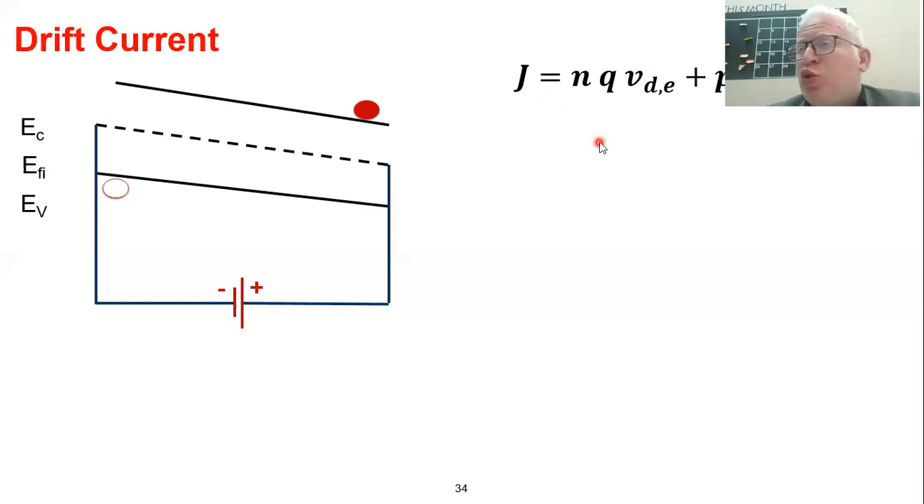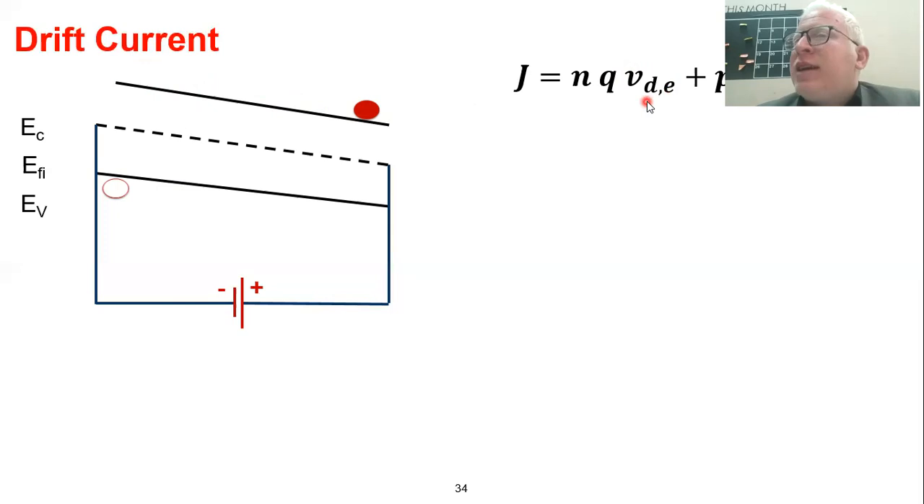One part is due to electrons and the other is due to holes. For the one due to electrons, we have three main terms. The first is N, which is basically the number of electrons in the conduction band, or the number of free electrons. Q, of course, is a constant. And Vd, which is the drift velocity, I mean the velocity at which these electrons move from left to right.